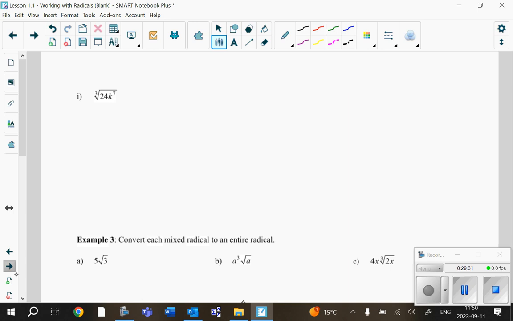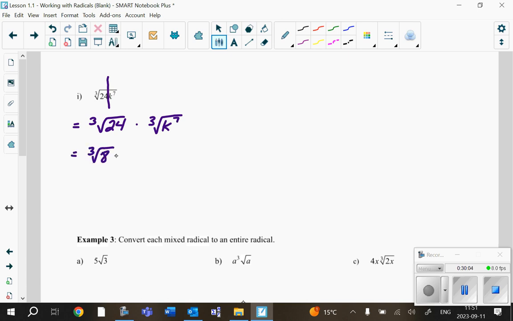Ooh, cube roots. Again, I see numbers and exponents split. Cube root 24 times cube root k to the 7th. Now you got to think perfect cubes. And again, go back to that list on the first page to help you if you need it.